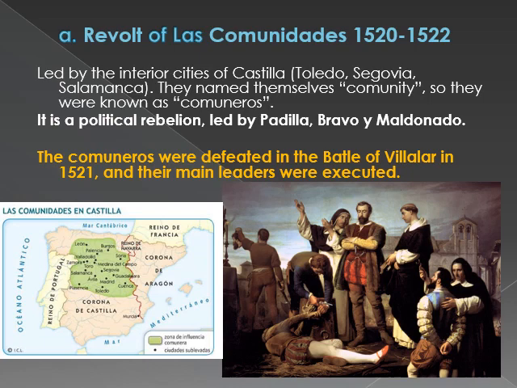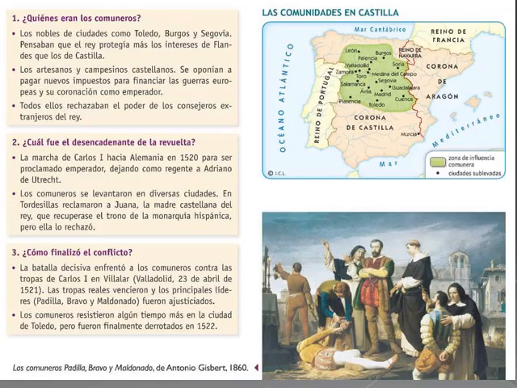And, well, as you can imagine, they are going to be defeated very soon by the emperor's troops in the Battle of Villalar in 1521. The leaders are executed, as you can see in this wonderful painting. Here in the book, you have a bit more information, because who are actually these people that are fighting against the emperor? They are mainly artisans and peasants. We also have a small quantity of low nobility, but mainly they are bourgeoisie and landowners.